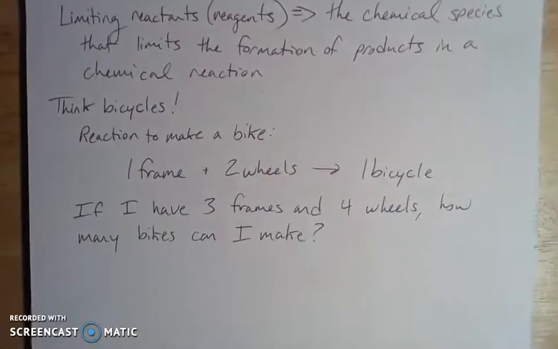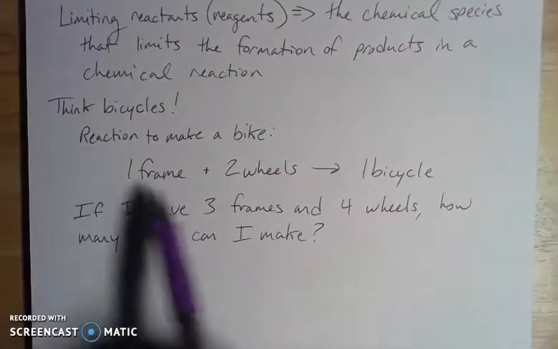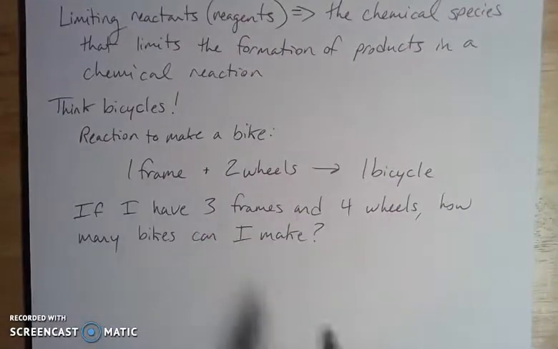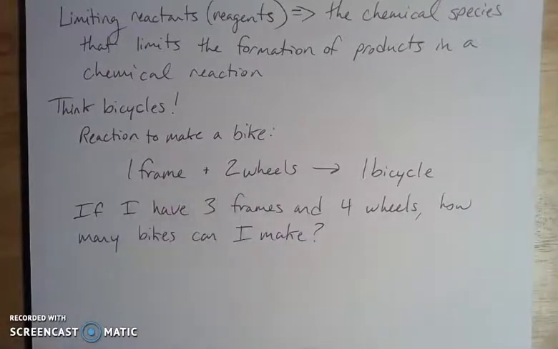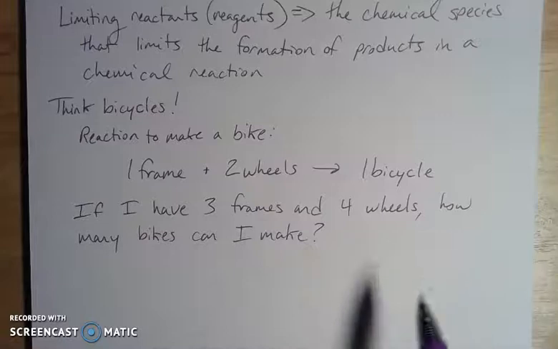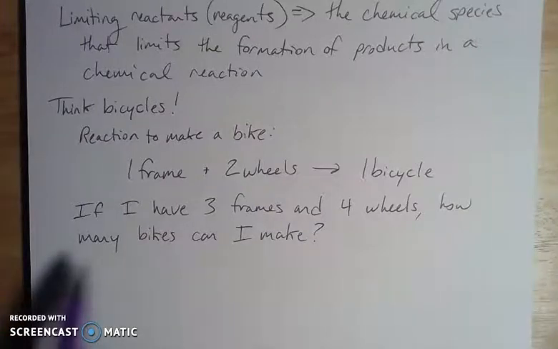Let's think about bicycles. If I was thinking about a bicycle as kind of a chemical process here, which is a little bit silly, but that's okay. But, you know, if we have one frame and two wheels and that makes us a bicycle, and I have three frames and four wheels, how many bicycles can I make? Well, you probably look at this right away and you say, well, I can make two bicycles, right?